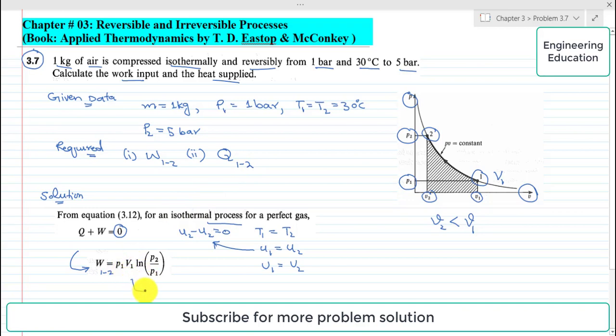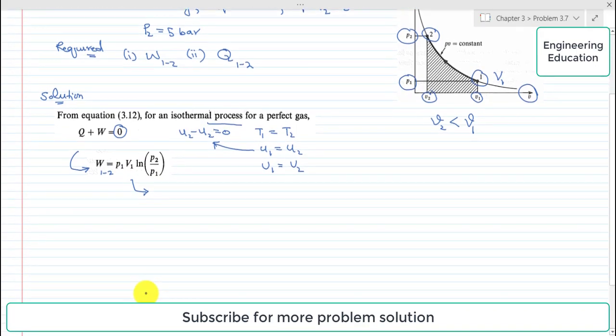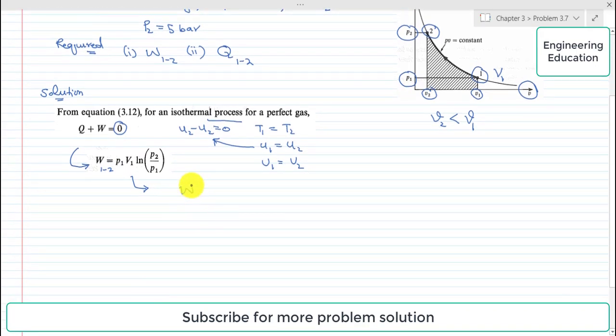So the alternative relationship for the work done, or the expression from 1 to 2, we can write it from the characteristic equation of state. PV is equal to mRT. So we can replace this by P1 V1 is equal to mRT1. So this P1 V1 can be replaced by, for a perfect gas, mRT1 natural log of P2 by P1.